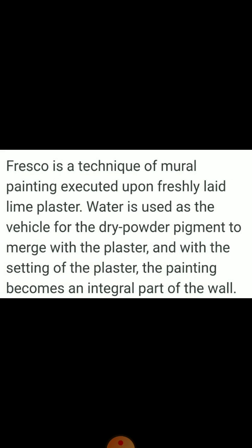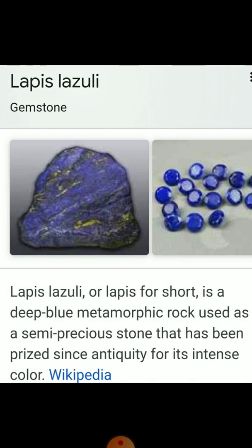This style of painting is known as fresco. It is a technique of mural painting executed upon freshly laid lime plaster. Colored stones and vegetables ground and mixed with glue, as well as lapis lazuli, were used for coloring the paintings.